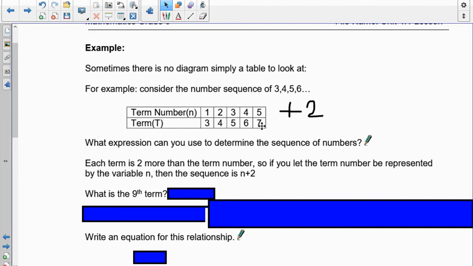Now let's use this expression. It says, what is the 9th term? So again, we're going to go over here and we're going to progress until we get to the 9th term.